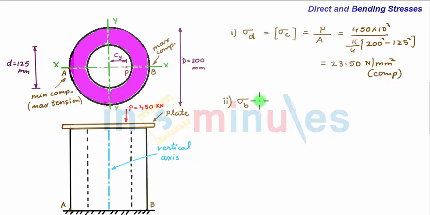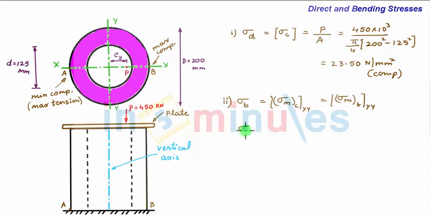Also, your bending stress sigma B can be either the maximum compressive stress due to bending about YY, or the maximum tensile stress due to the same bending about YY. Since the section is symmetrical about XX and YY axes, the maximum compressive stress is the same as the maximum tensile stress.